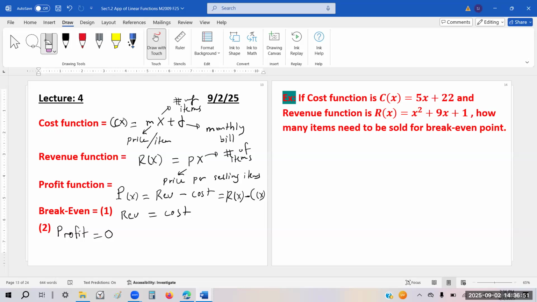The selling price per item. This should be the correct way. The selling price per item, and X is the number of items you're going to sell.